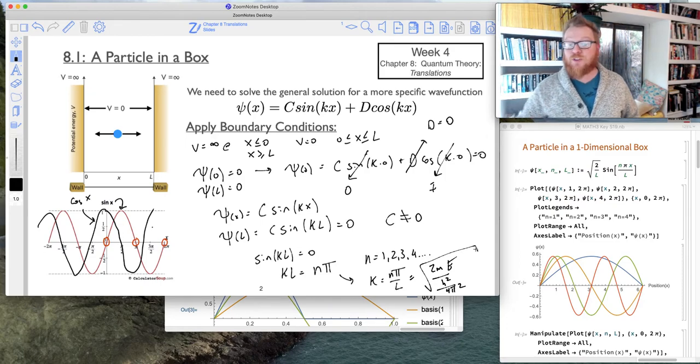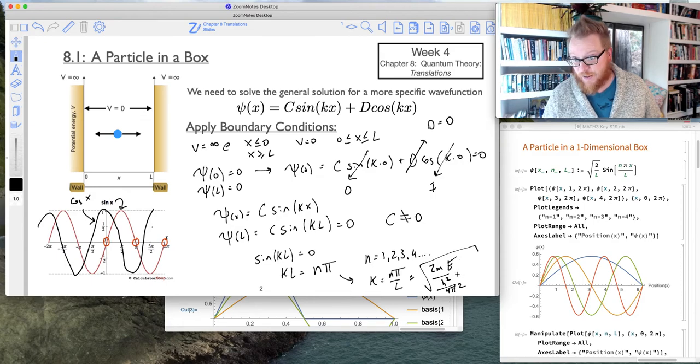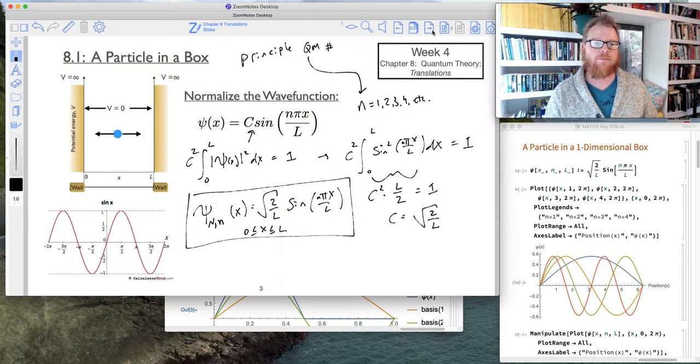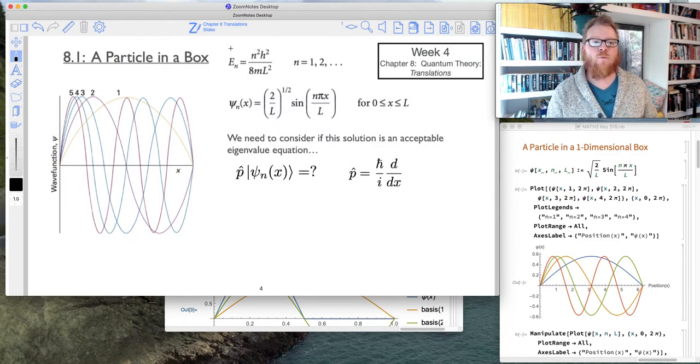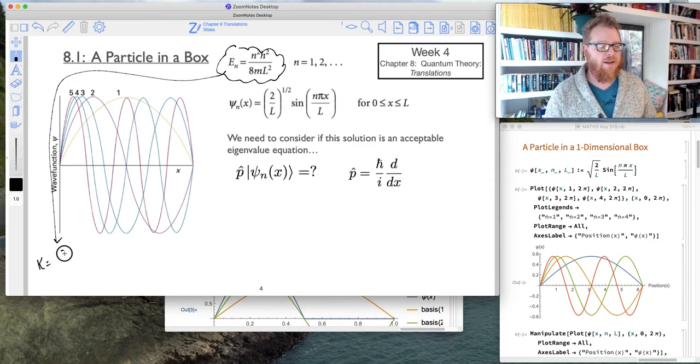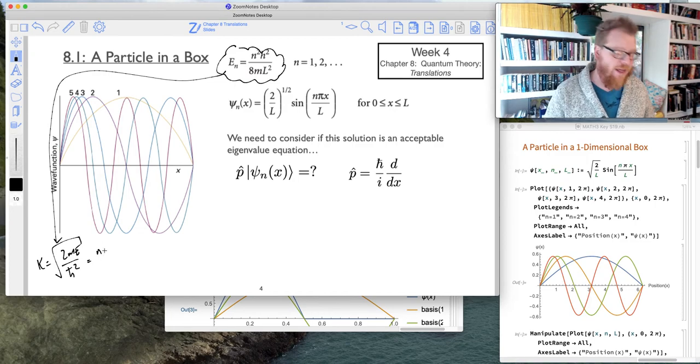Okay, I'm going to do some algebra and rearrange and solve for E here. And I'm just going to show you that solution on the next slide. Okay, that we have right here. So once again, where did that come from? That came from the fact that we know k equals the square root of 2mE over h bar squared. But we also know that that equals n pi over L.